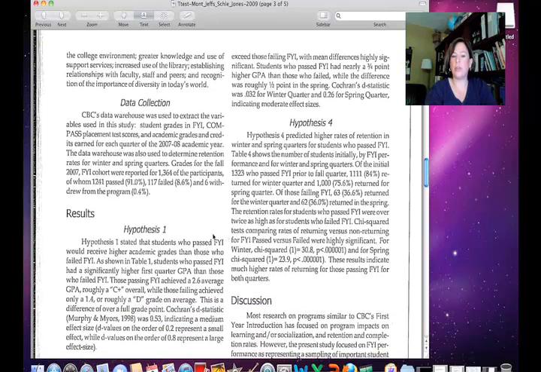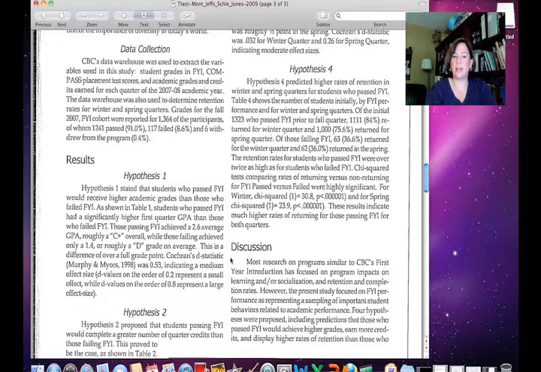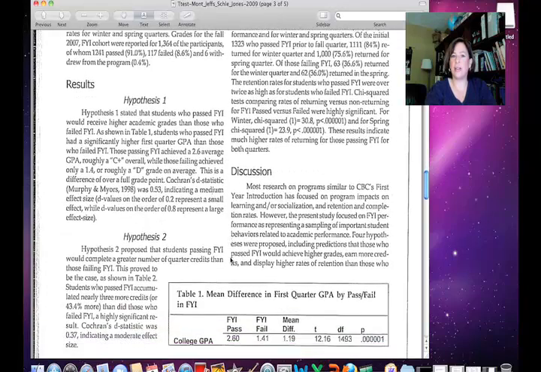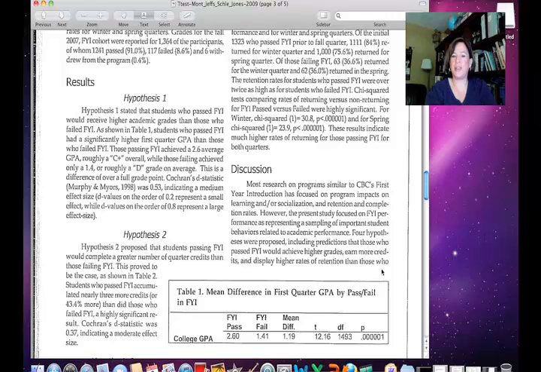And then finally the results. Talking about what the results were for each hypothesis that they stated above. And then the discussion section. This is a pretty short article. It's only 5 pages long. That's not typical.